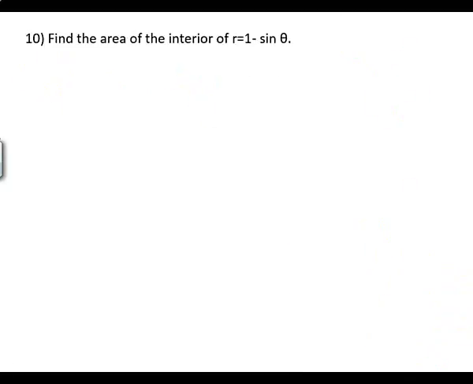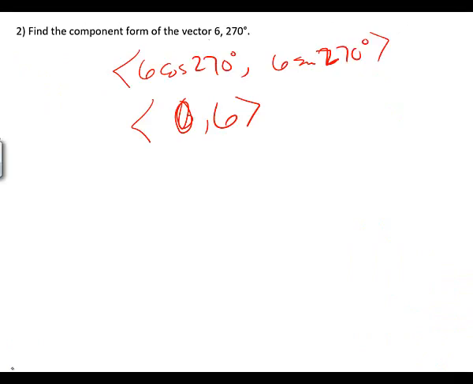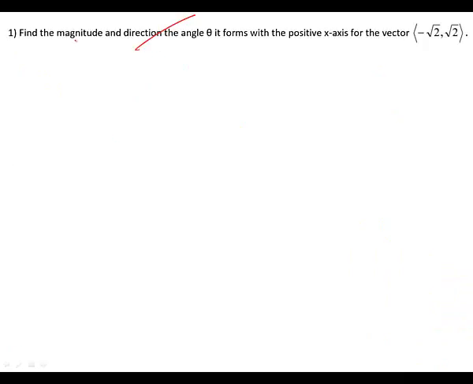Go back and do number 1. Remember, I'm going to get rid of direction angle. We're just going to talk about magnitude. All right, so we're going to get rid of that part. All we want to talk about is the magnitude. When they give us a numerical one like that, all you're going to do to find the magnitude is take the square root of the sum of the squares of the numbers.